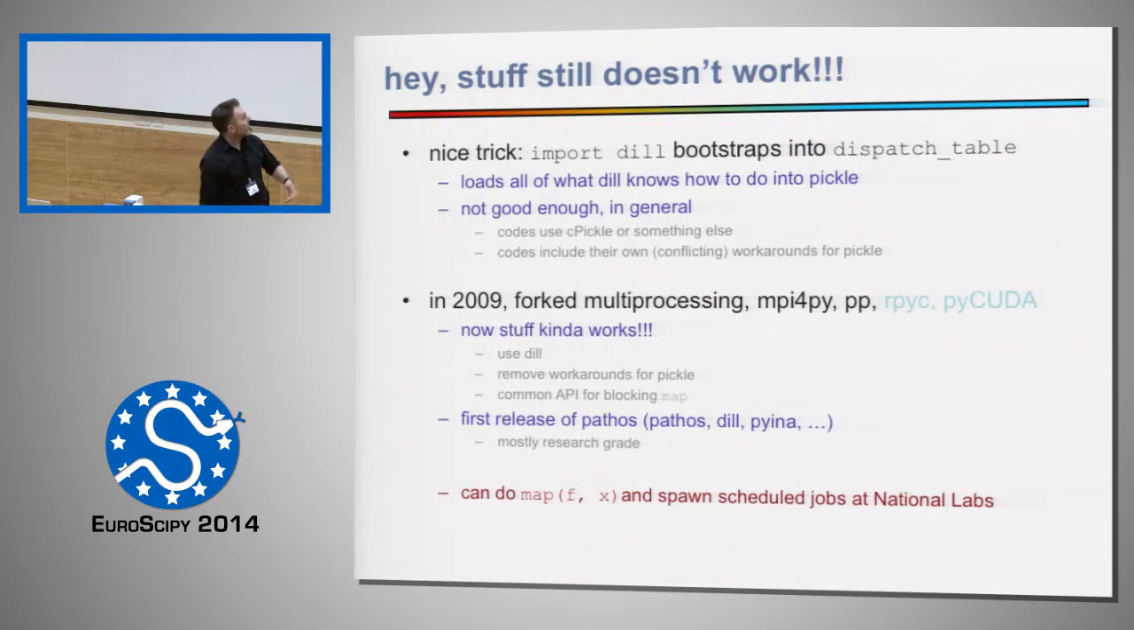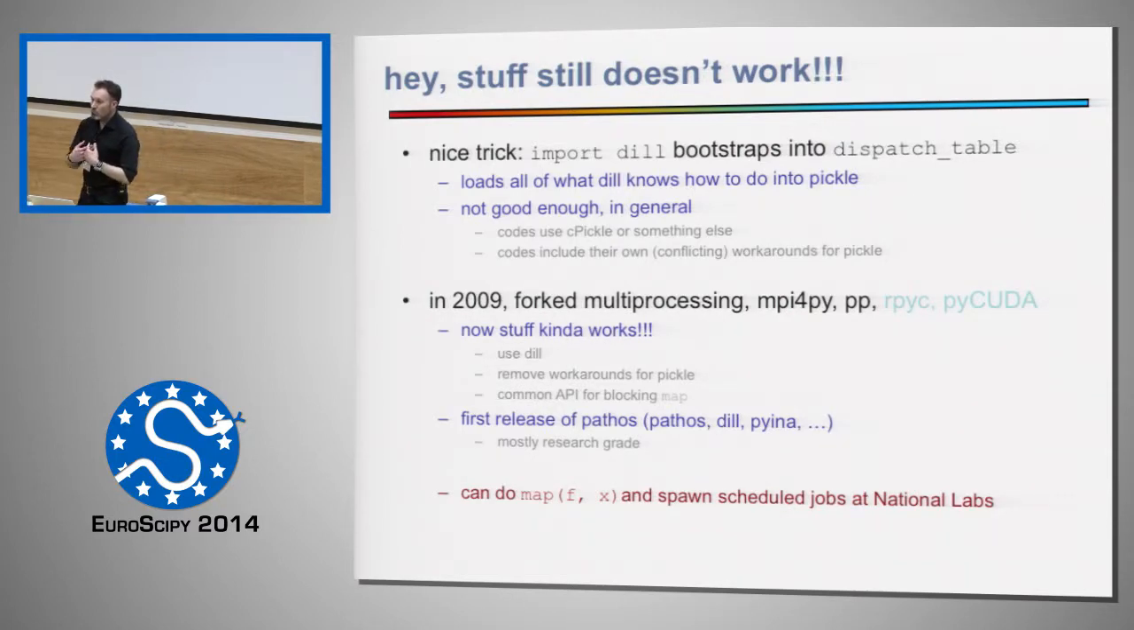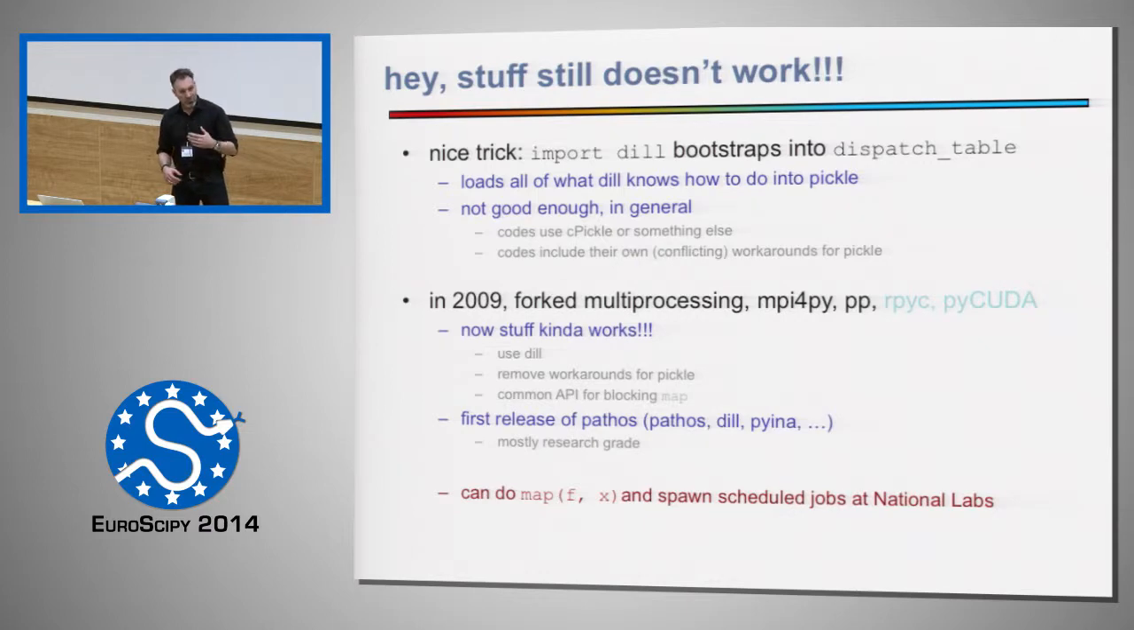And that still didn't work because people have their own conflicting workarounds for pickle, and they use cPickle, which is not in Python. So then I forked multiprocessing, MPI for Py, Parallel Python, RPyC, PyCUDA. This was a while ago in 2009. And then stuff starts to work. And you actually get normal coding like you would do in Python with the same language constructs, using the concept of map and pipe like multiprocessing has, and pool.